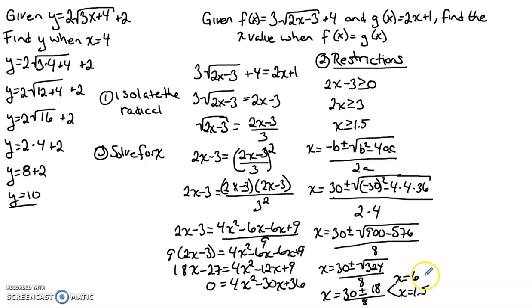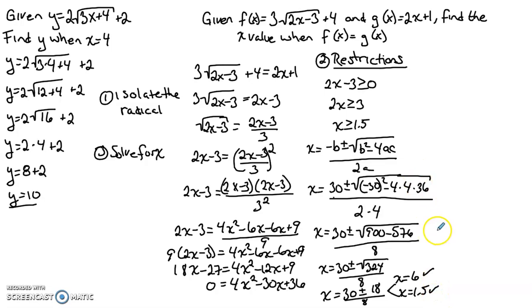Now here we have two solutions, x equals 6 and x equals 1.5. It could be that these two functions cross each other twice, or it could be that one of these solutions is extraneous. To check, we have to check these against our restrictions. So x is greater than or equal to 1.5, so that one works. And 1.5 is greater than or equal to 1.5, so that one works. So we've checked it, but we aren't quite done yet.